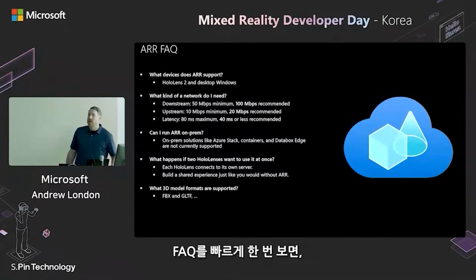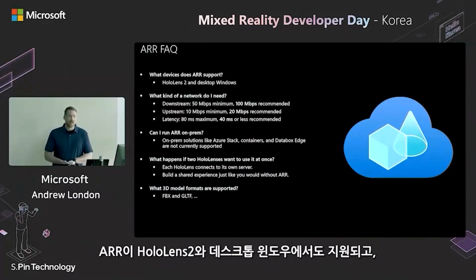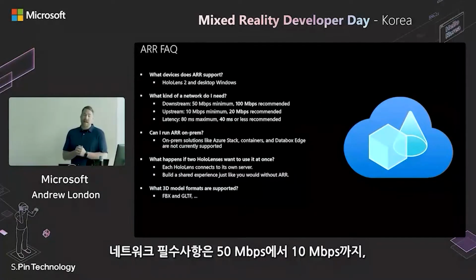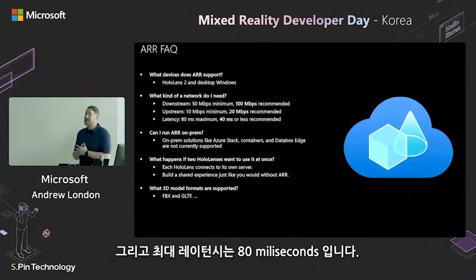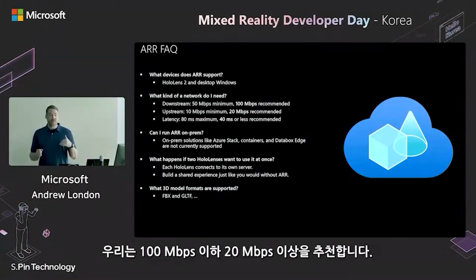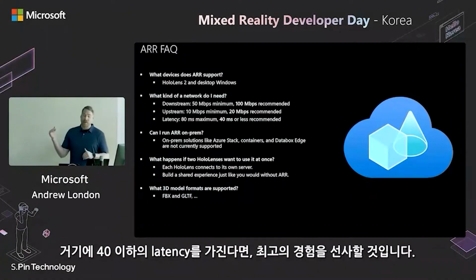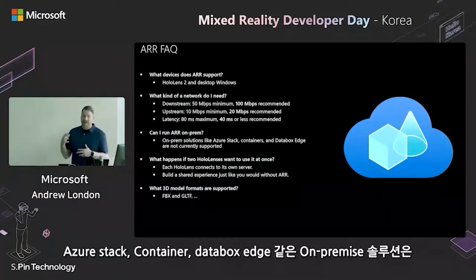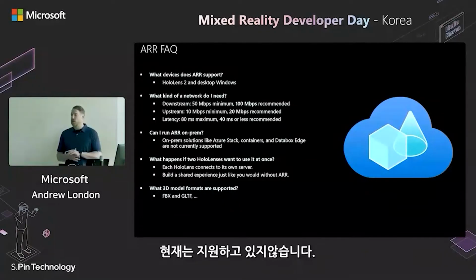As a quick FAQ, just to cover the basics, Azure Remote Rendering supports HoloLens 2 and desktop Windows. Our network requirements are 50 meg down, 10 meg up, and a maximum latency of about 80 milliseconds. We recommend 100 down, 20 up, and if you can get latency below 40, that'll give you the best experience. On-prem solutions like Azure Stack Containers and Databox Edge aren't currently supported.